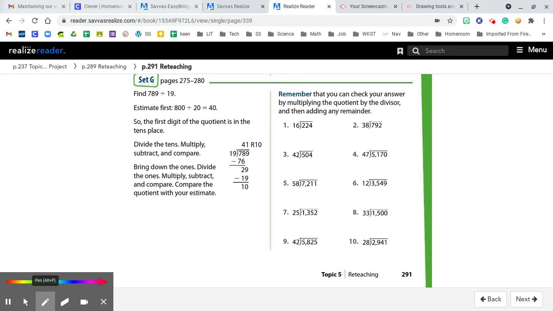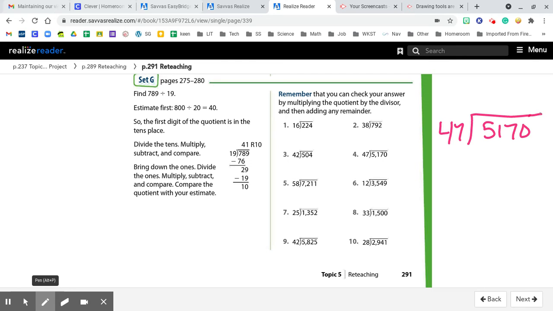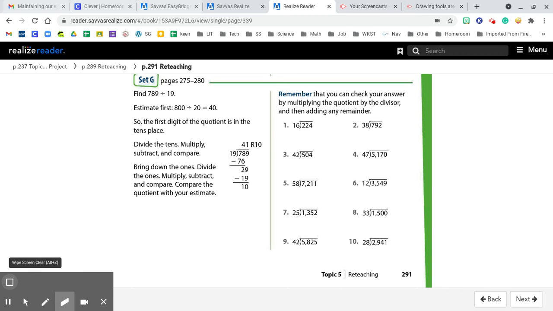And for number 4, 47 going into 5170. 47 will go into 51 one time. Notice I've got everything nicely lined up, so I make sure my place values are all lined up. 51 minus 47 is 4. I bring down my 7. 47 into 47 is 1. I got another 0 to bring down. Don't make your answer 11. It's 110. Don't forget to annex that 0. It's a placeholder, and it changes the value of your answer. So make sure you have that in there.